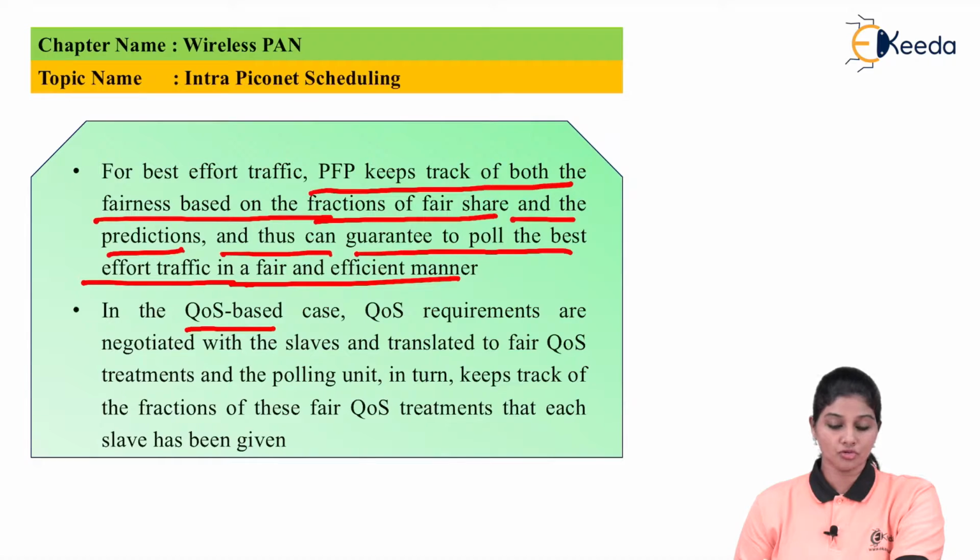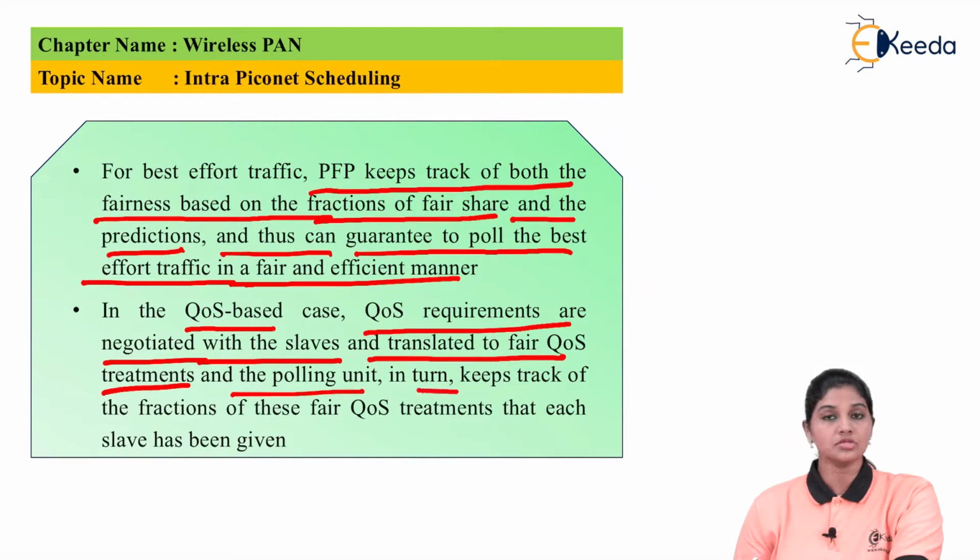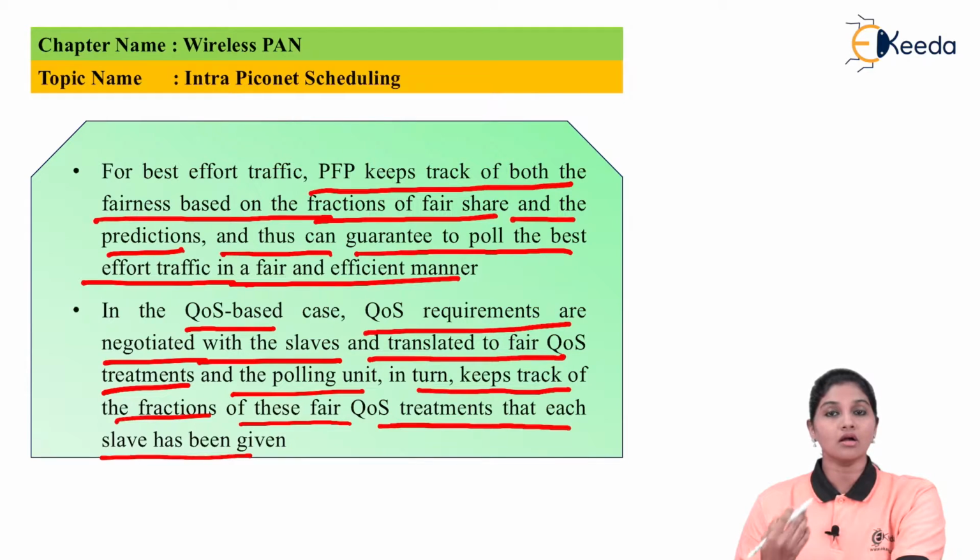Now in case of QoS based traffic, QoS requirements are negotiated with the slave and translated into fair QoS treatment, and the polling unit in turn keeps track of the fraction of this fair QoS treatment that each slave has been given. So rather than providing a full QoS or fulfilling the full QoS requirement of the slave, there will be a negotiation between master and slave on the QoS requirement, and based on that requirement, the fairness or QoS requirement is achieved by performing the polling.